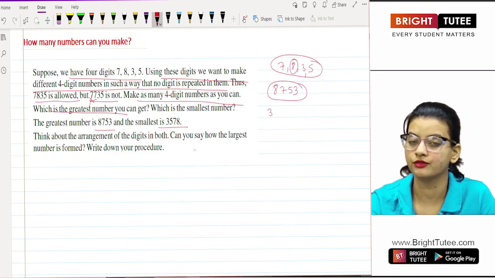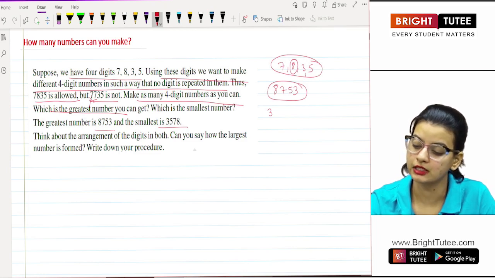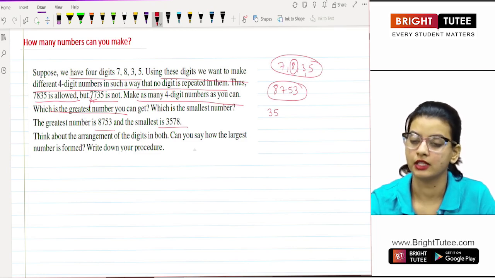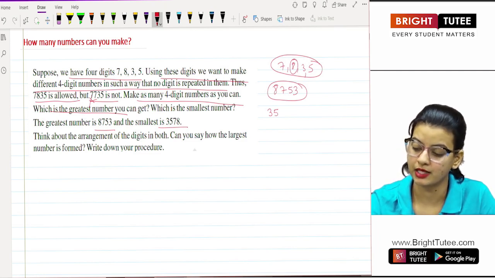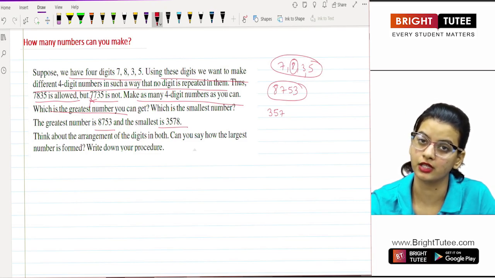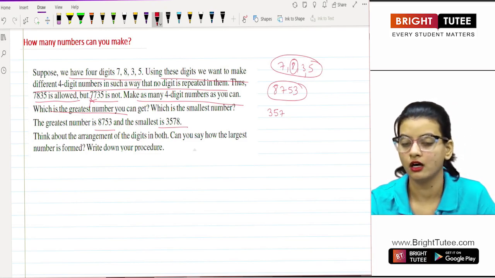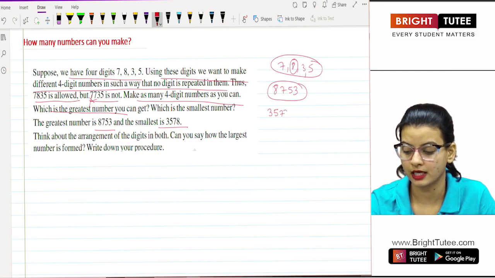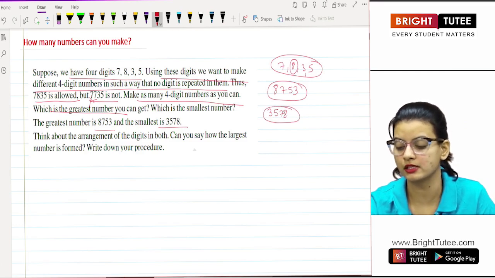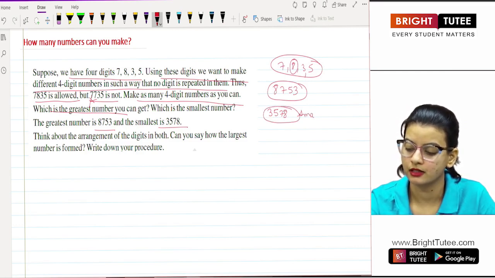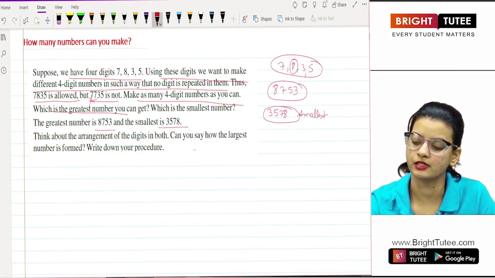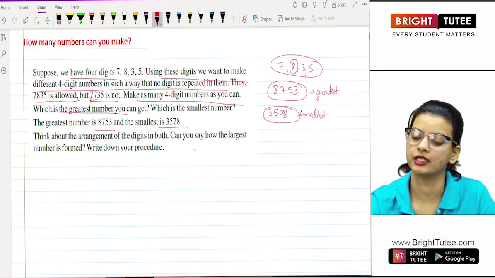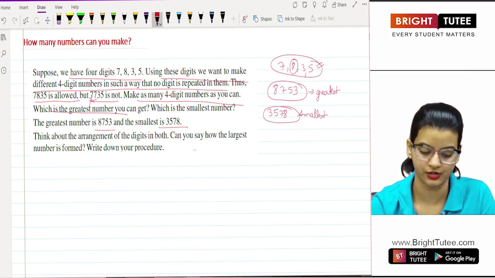So we are going to put 3 in the thousands place. Then the next smaller digit in the hundreds place, that is 5. Then the next smaller digit in the tens place, that is 7. And then the greatest digit in the ones place, that is 8. So this is the smallest number, and this is the greatest number that we can get out of these 4 digits.